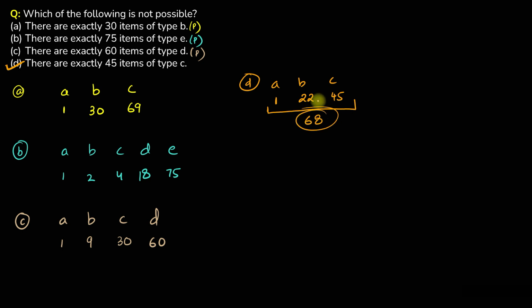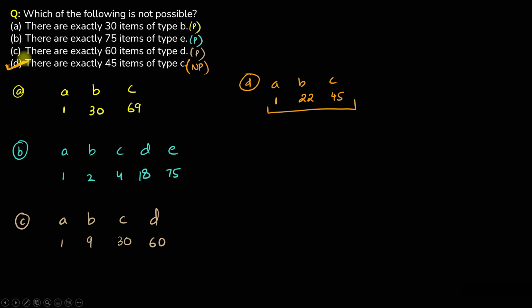But we want 100 items. We still have 32 remaining items. With 32 remaining items, we cannot have a different category and we cannot give any more items to A or B. A is fixed 1, B can be maximum 22 for this condition. So here we are not getting a total of 100 items. Hence this case is not possible. That's why option D is the correct answer.